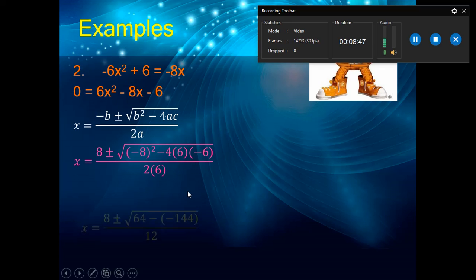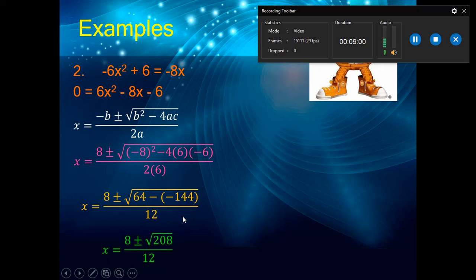I'm going to simplify what's inside. So negative 8 squared is 64. The minus sign I left, and when I multiply 4 times 6 times negative 6, I get negative 144. This will mean when I combine it, it's positive 208. So again, I'm going to have 2 roots when I'm done with the factoring process. Because we have a square root radical, I'm going to start dividing by 4 and by 9 and by 16. The bigger the perfect square, the better.